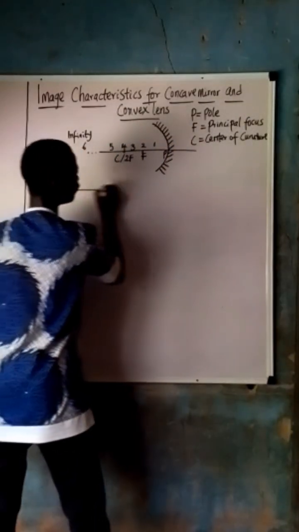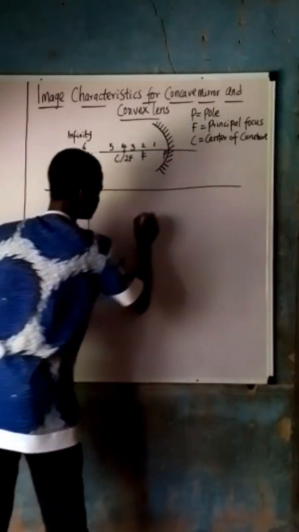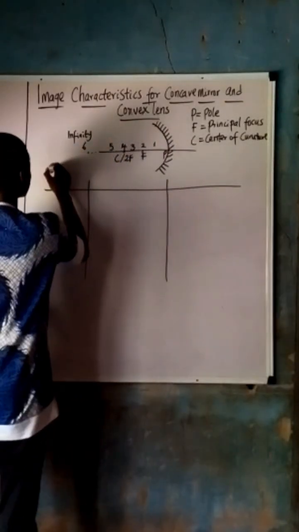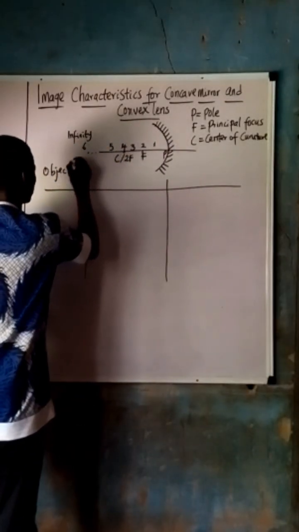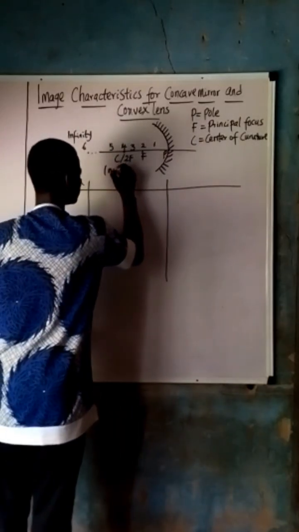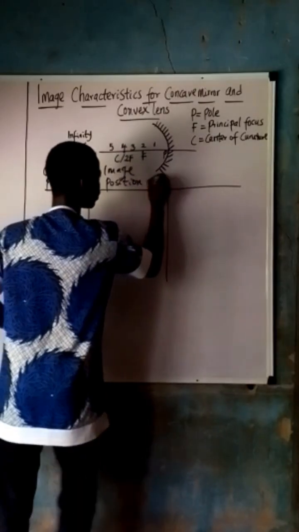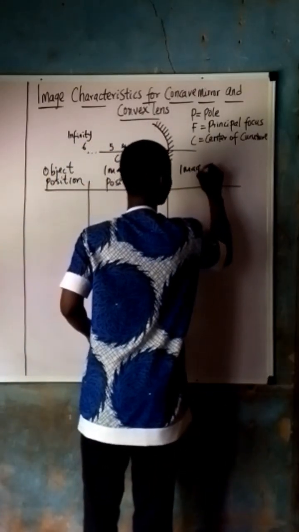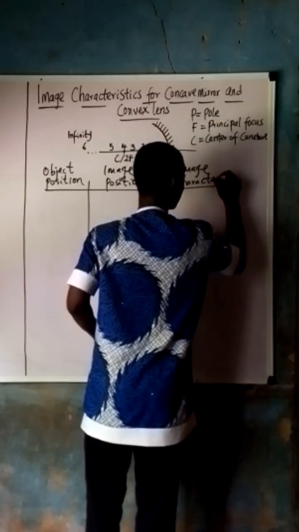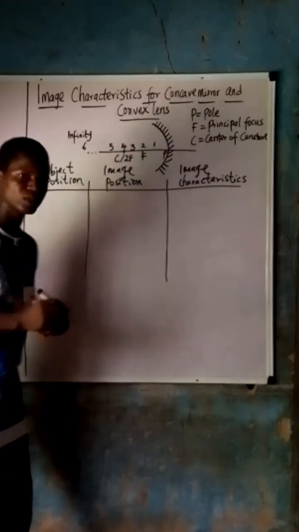Now we'll be using a table format, okay? We'll draw the table like this. Here we call it object position. Here we will call it image position. And lastly, we will call it image characteristics, the purpose of this class. So guys, we'll be looking at these interesting things. Just stay put. Let's get into it.